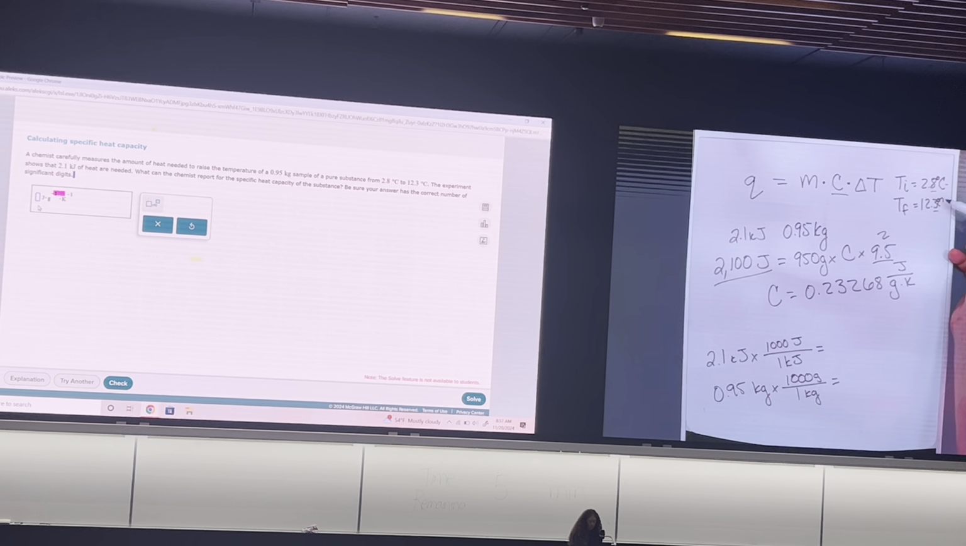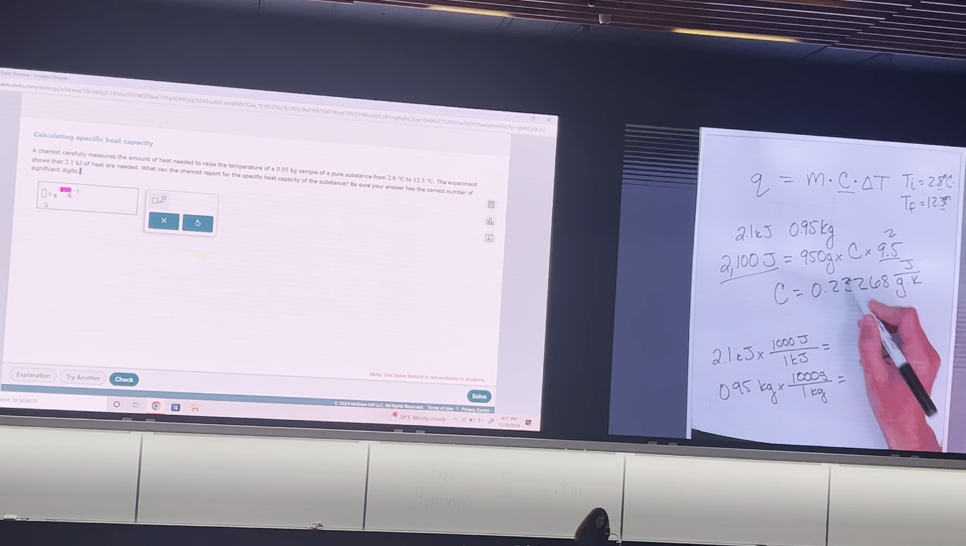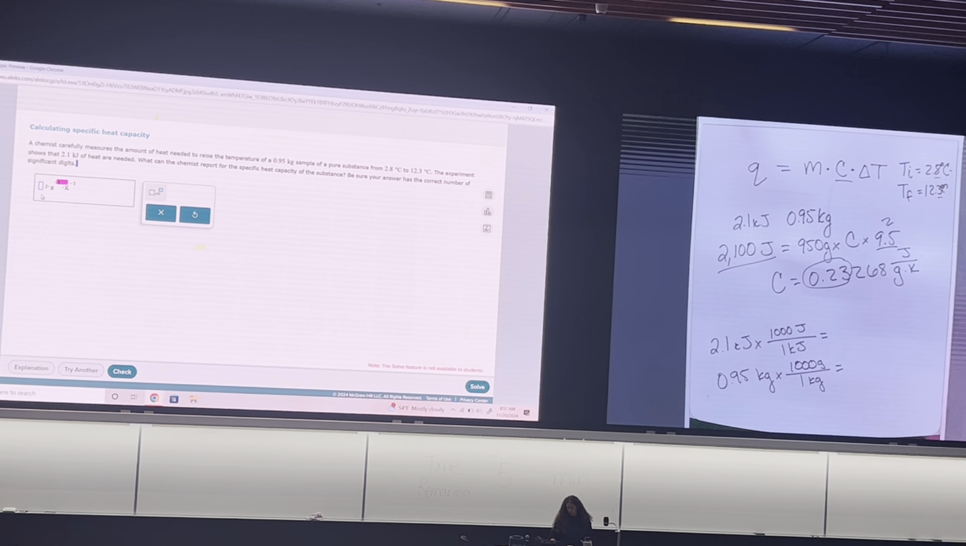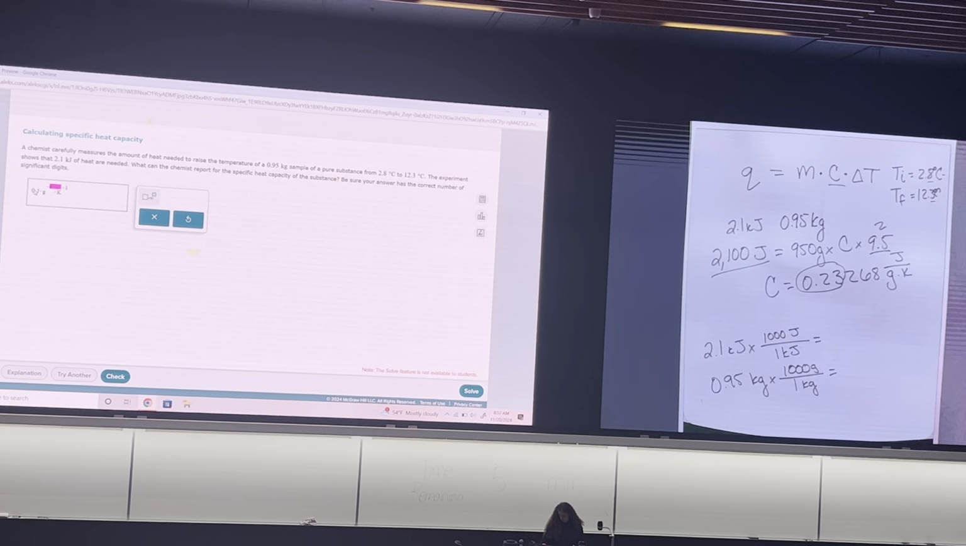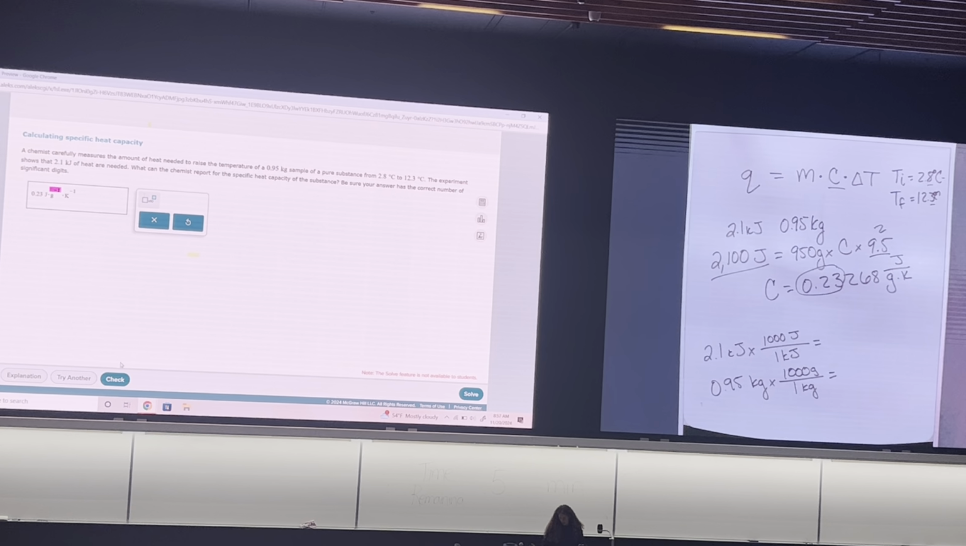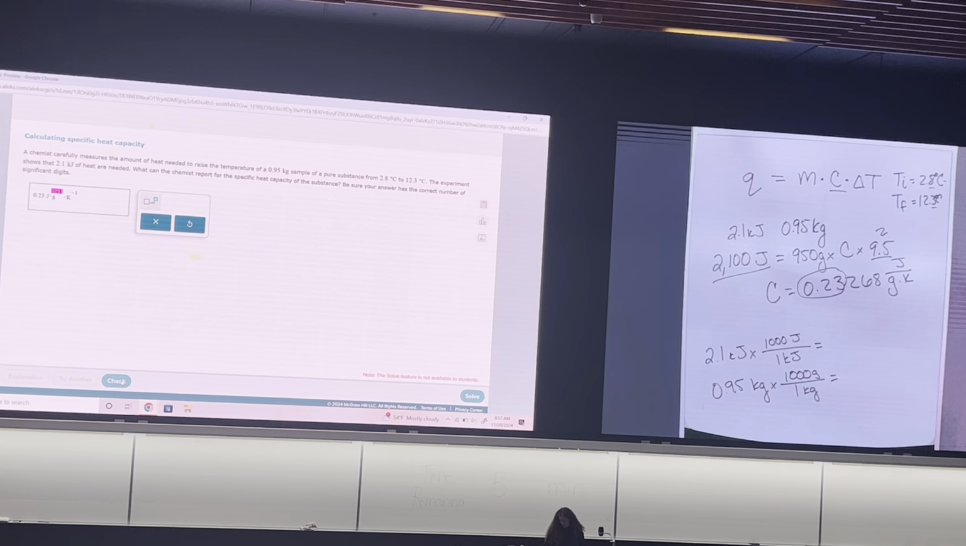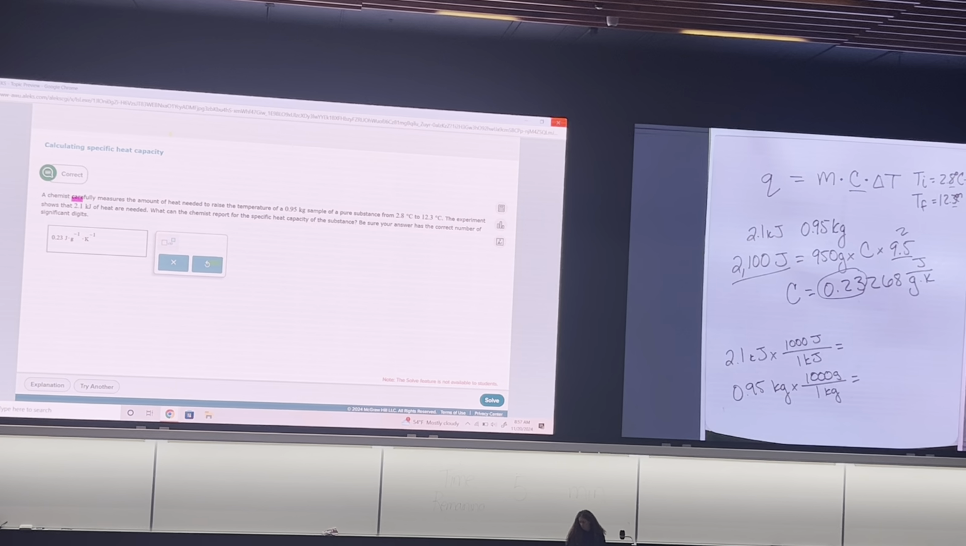We had this on midterm 1. So 2 sig figs. So this is what my answer should be. 0.23. Better be right. Don't have time for it not to be right. Green. Yes? Okay, let's do a different one.